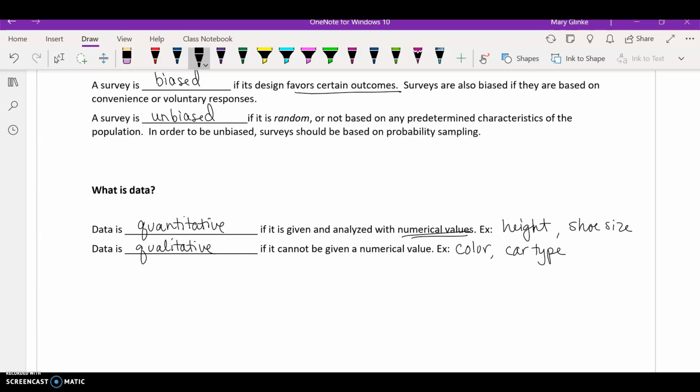So this is a bunch of information all about the vocabulary used for statistics. So we'll be using some of these words going forward in this unit.